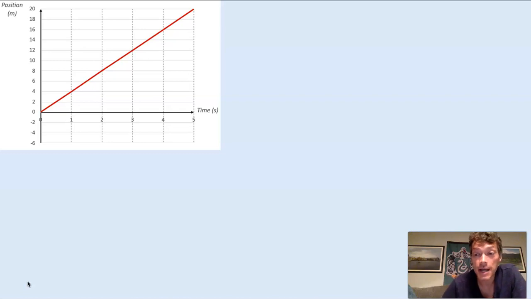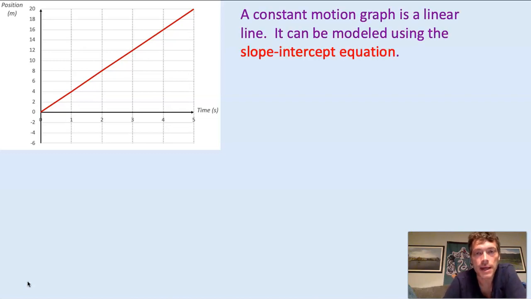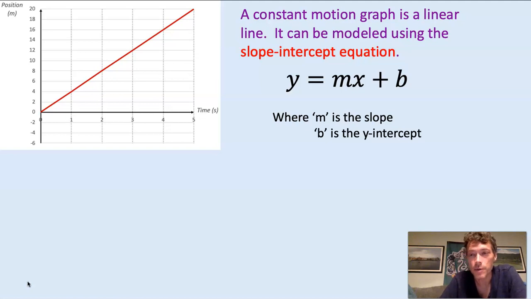All right, we have a position time graph here. A constant motion graph is a linear line. You should have seen this in a lab already. And if it's a linear line, that means it can be modeled using a slope-intercept equation. So you should remember this or jog some foggy memories from algebra. That slope-intercept equation is y equals mx plus b, where m is the slope and b is the y-intercept. So let's apply this equation to the graph that we have.